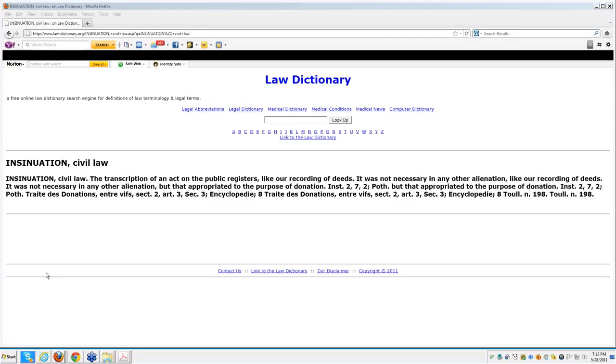I'm going to tell you what this really says. The writing of an act on the public register, like our recording of deeds, was not necessary in any other transfer of right, title, and interest, but that appropriated to the purpose of donation. Now do you understand it?